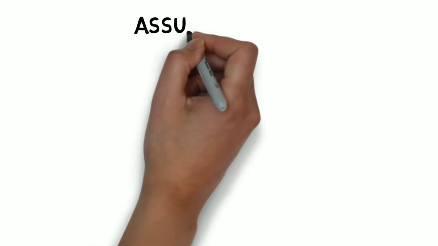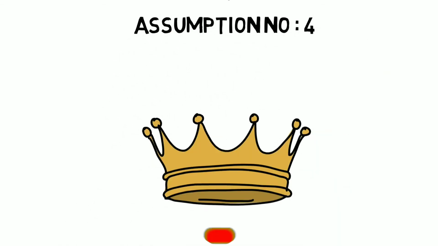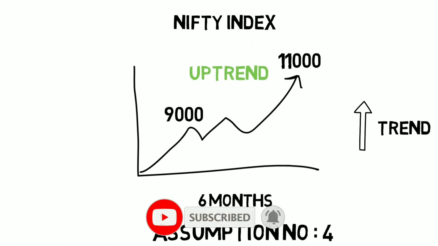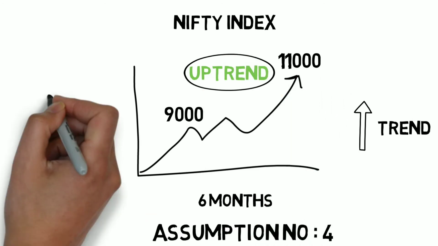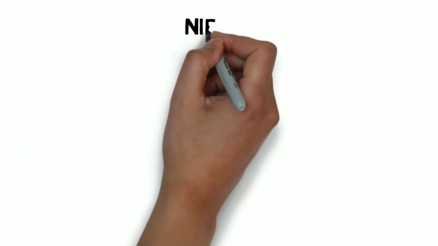Now the final assumption, and it is the king among all the assumptions. History tends to repeat itself. In technical analysis, the price trends that I explained earlier tend to repeat themselves. Let's understand this with a practical chart.